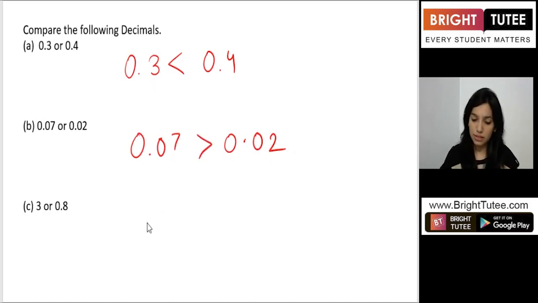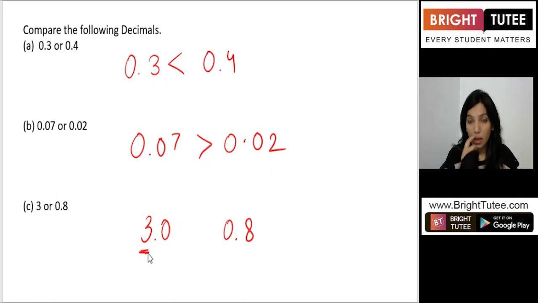The next one is 3 and the other number is 0.8. If we want, we can write 3 as 3.0. So now, clearly here, the whole number that we have is 3, and in 0.8, the whole number is a 0. So 3 is bigger.